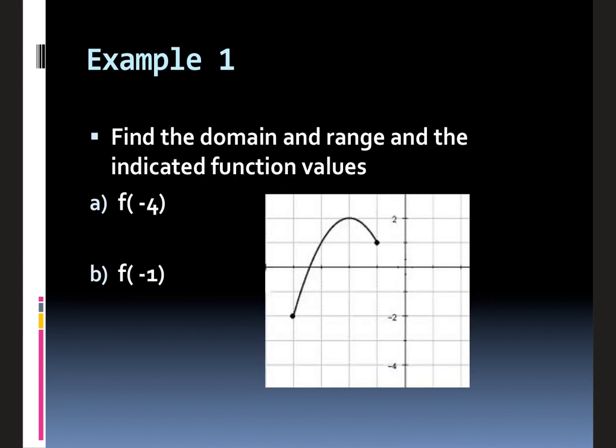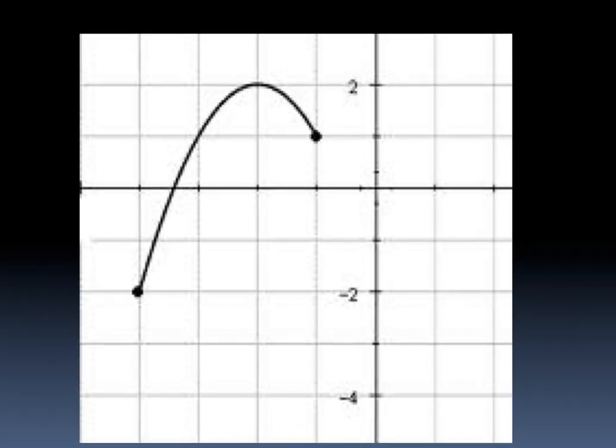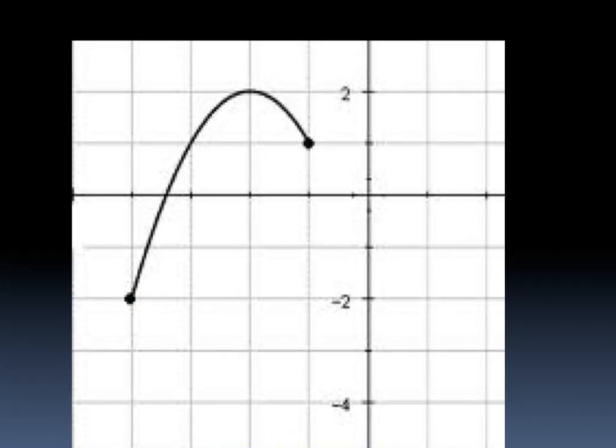Example 1 says find the domain and the range, and then find the indicated function values. Before we get to a and b, we're going to do domain and range. Domain goes left to right. What's the furthest point left that is graphed on this function? -4. This would be -1, -2, -3, -4. It starts at -4. Is that a solid dot or an open dot? Solid, so we count it, which means it gets a bracket. What's the furthest point to the right? -1. Is there any stop along the way? No, it's one solid line. It's also a solid dot, so it gets a bracket.